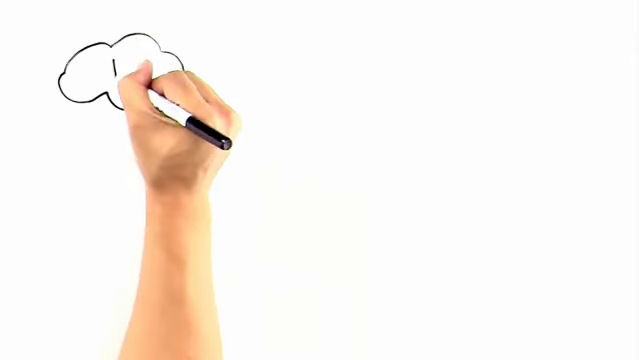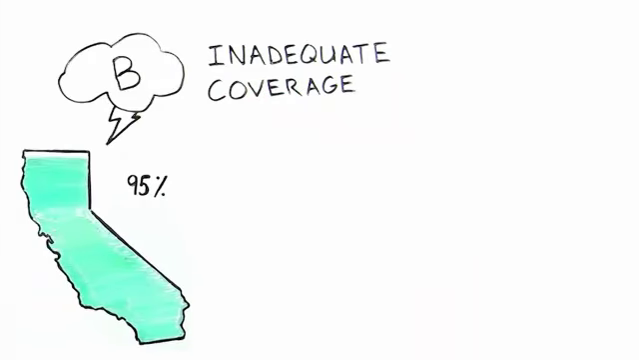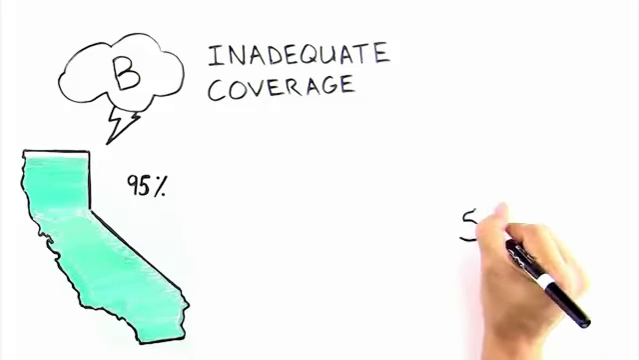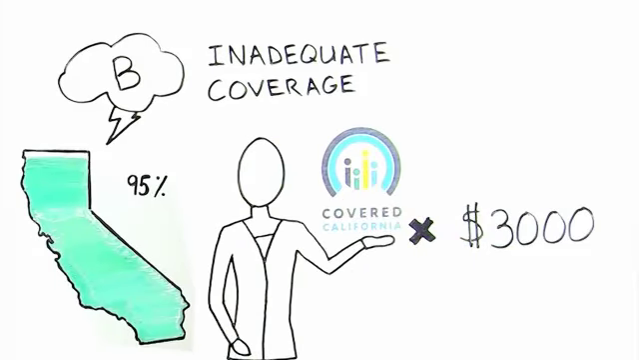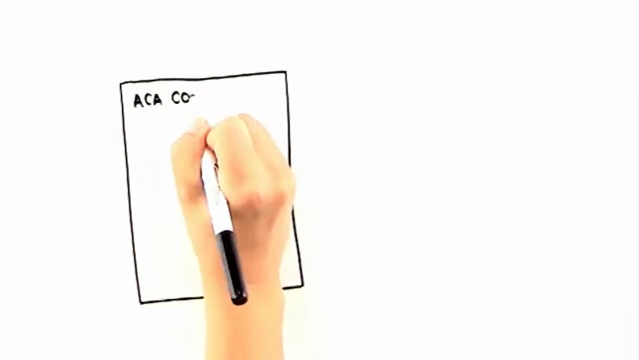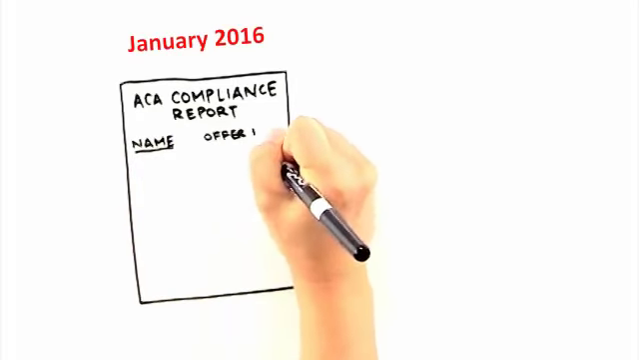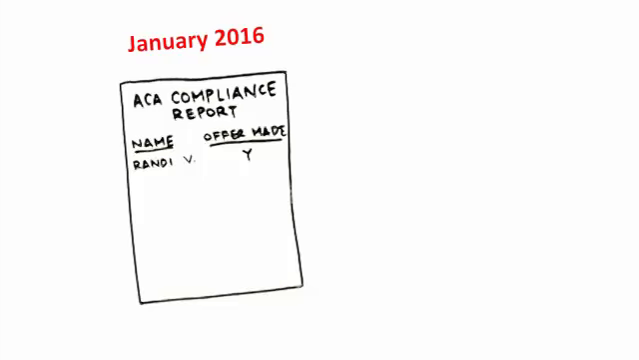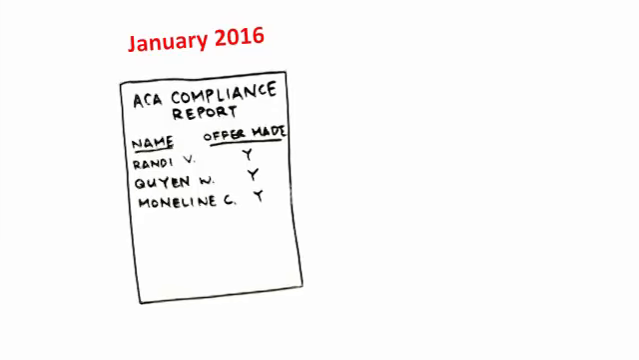Now let's look at penalty B, known as the inadequate coverage penalty. Even if the state offers health coverage to at least 95% of its full-time employees, it may be subject to a $3,000 annual penalty for each full-time employee that receives a premium tax credit for purchasing individual coverage through Covered California. To demonstrate compliance with the ACA and to avoid penalties, the state must file annual reports with the IRS beginning January of 2016. These reports will list each full-time employee and include information about health coverage that was offered to them and their dependent children.